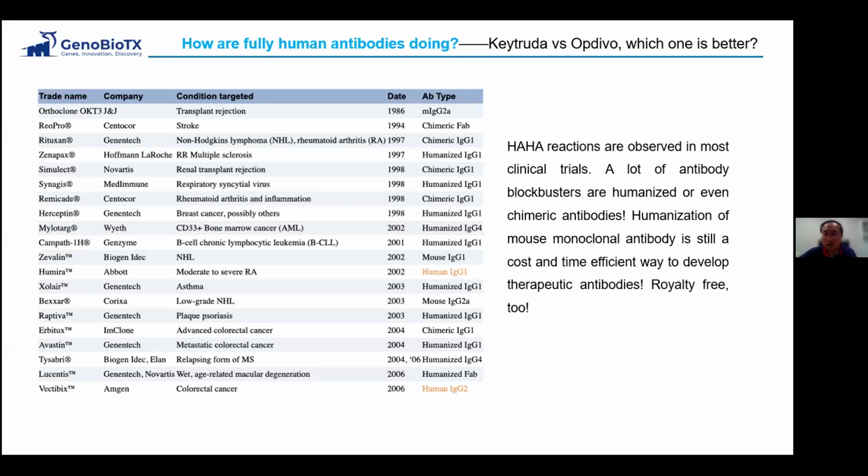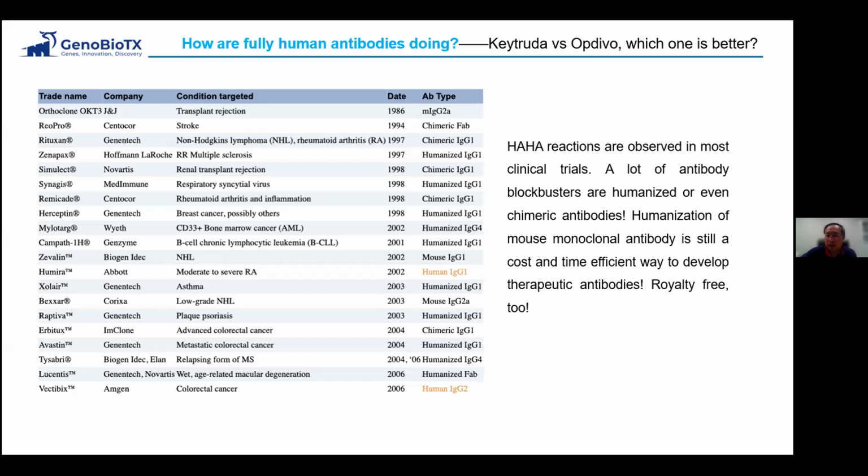I was part of the animal model group when I worked at BMS. Even now, anti-human antibody reactions are observed in most clinical trials. A lot of antibody blockbusters are humanized or even chimeric antibodies, even now, for example Keytruda or Herceptin. And also, a lot of technology and even AI software have been developed for the humanization of mouse monoclonal antibodies.